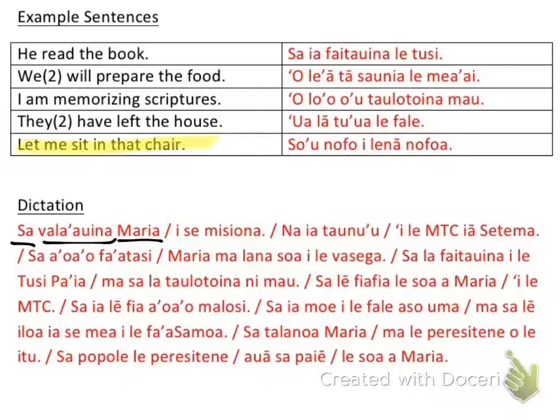So sa vala'auina Maria. So normally a pronoun would go there, but I'm just using a name. Okay, so I'm using a name, and so after that is ise missiona. So ise missiona, this is part of a prepositional phrase, to a. This right here, se, is a determiner. It kind of means a, and missiona means mission. So this first sentence here means Maria was called on a mission. Okay? So sa vala'auina Maria ise missiona.